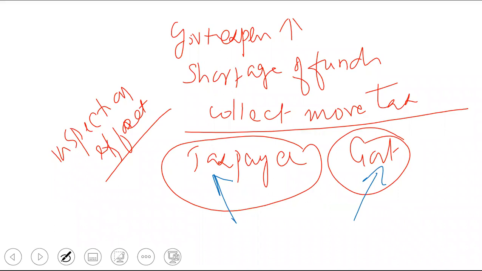When government thinks of increasing the tax, people also evaluate whether we can pay more tax or not. So this situation is known as tax inspection. Both the government and the people consider whether more can be collected. This is known as tax inspection. They inspect each other.